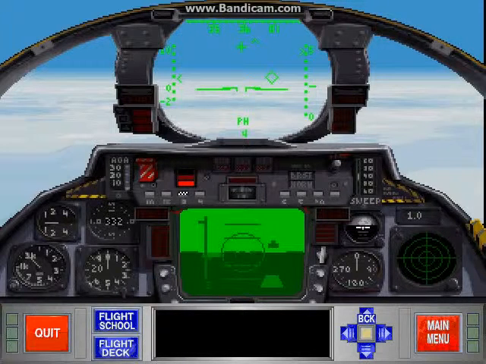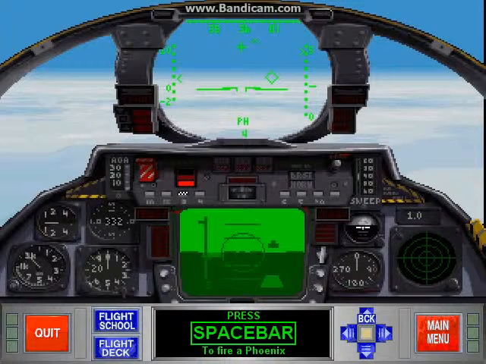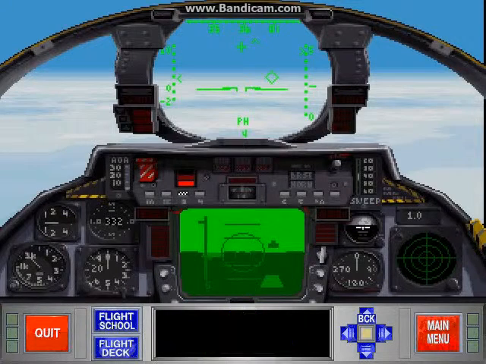fire on you. When a target has been acquired and is in range, as indicated by the target range scale, the heads-up display symbology will begin to flash. At this point, you can fire a Phoenix by pressing the spacebar key. The Phoenix is a fire-and-forget weapon, which means that once you have fired, you can break the lock and maneuver as necessary.